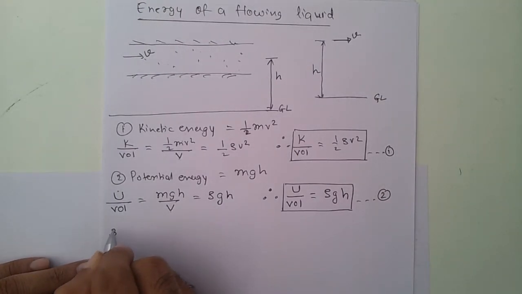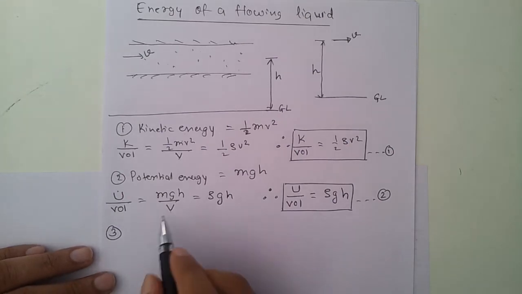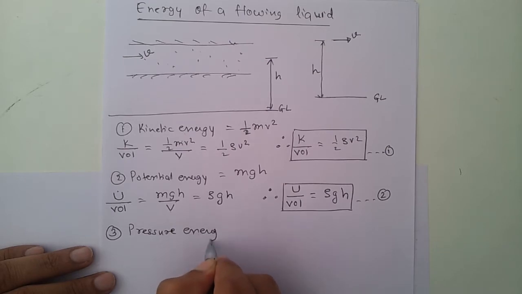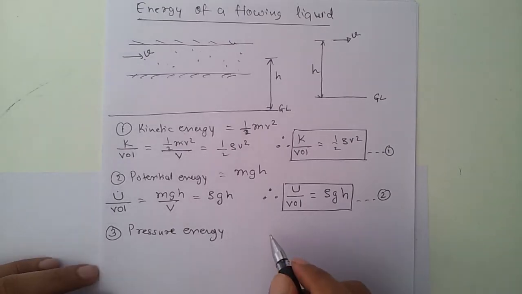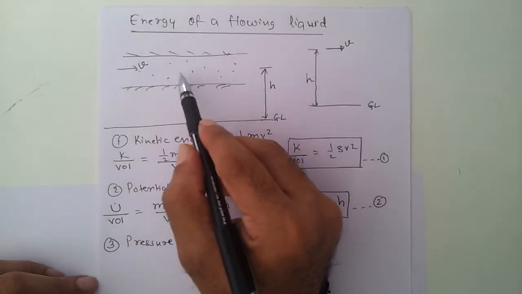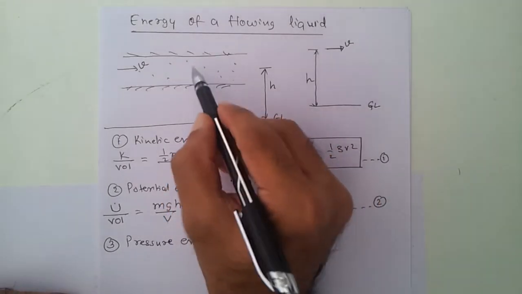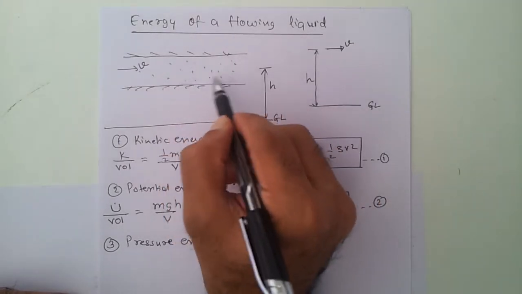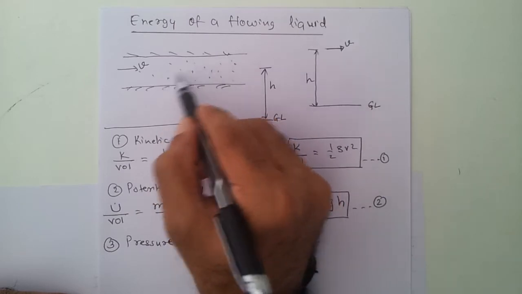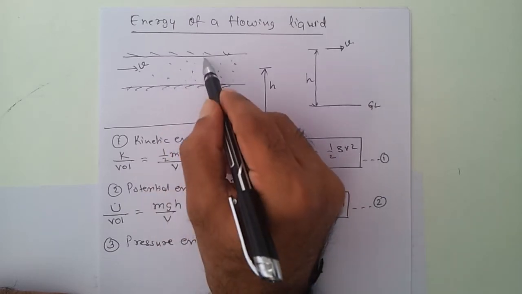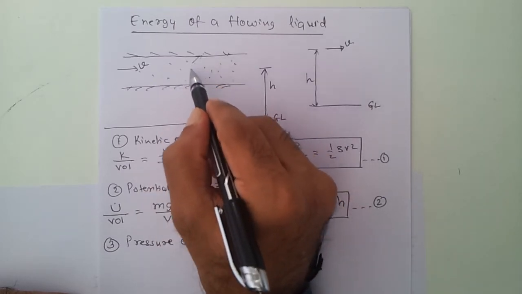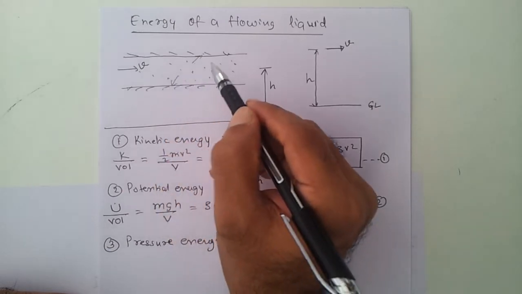The third energy. In case of liquids, the liquids possess one more type of energy, which is known as pressure energy. And they possess pressure energy because of the internal pressure in the fluid. So we know that these molecules of the liquid move in random direction. They collide with each other. They collide with the boundaries. Some of them will collide over here. Some of them will collide with each other. Some will be colliding over here.